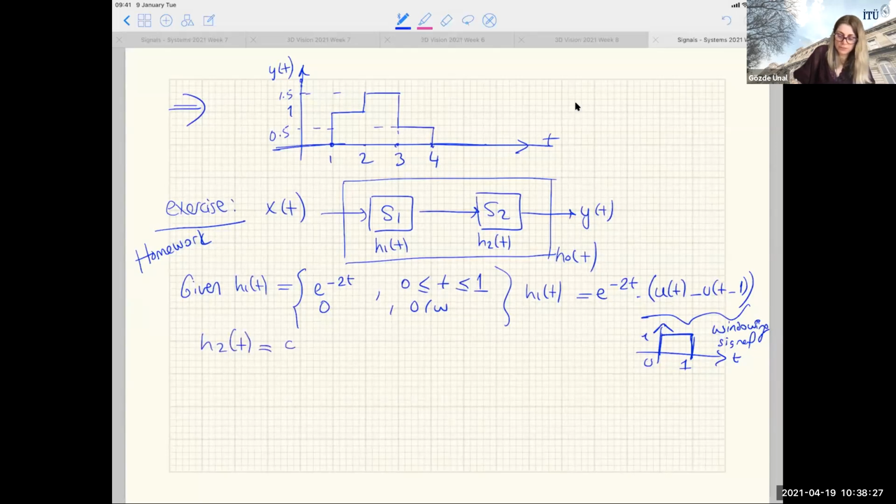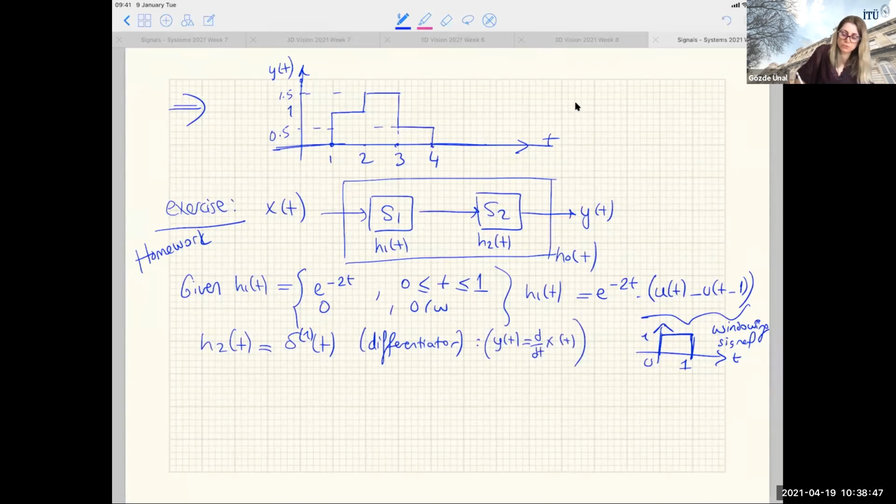And then H2 of t is given. It's a differentiator. Remember, for the differentiator, we wrote its impulse response in this way. So that would mean that y of t is really d by dt of x of t, right?